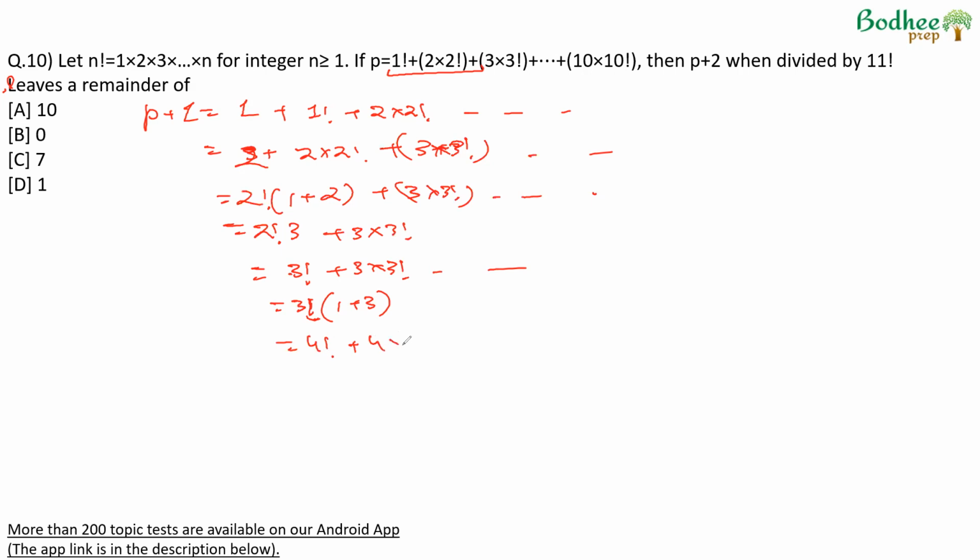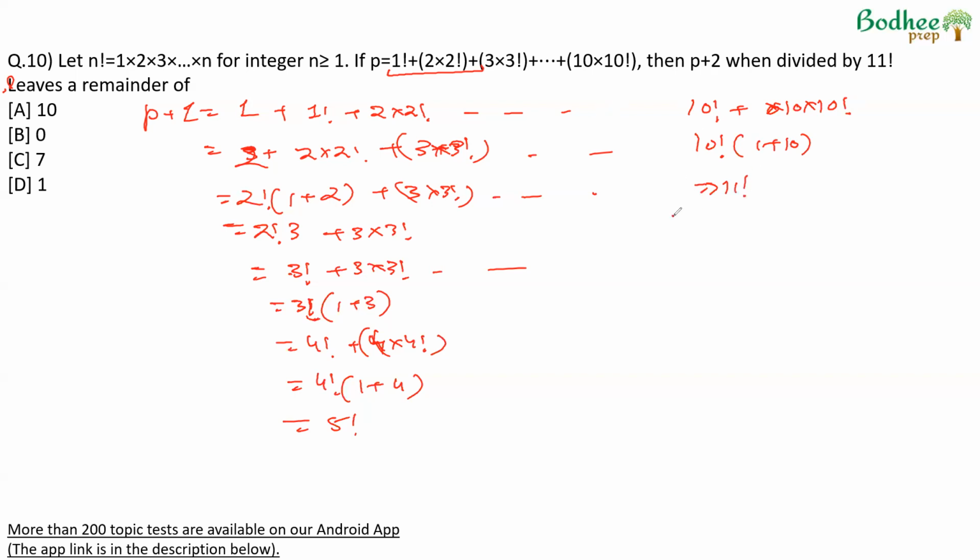This gets added to the next term, which is 4 into 4 factorial from the definition of P. We can take 4 factorial common, we are left with 1, here we are left with 4. So this becomes 4 factorial into 5, which is 5 factorial. This 5 factorial then gets added to the next one. So the last term that we'll get is 10 factorial plus 10 into 10 factorial, which will be taking 10 factorial common. 1 plus 10, which is 11 factorial, becomes the answer.